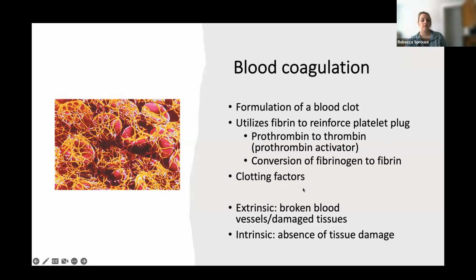Blood clotting can be broken up into two different types. We've got extrinsic and intrinsic. The difference would be, are the blood vessels broken or not? Extrinsic would be a broken blood vessel or damaged tissues, usually an external injury of some sort caused this to happen. Intrinsic would be the absence of this, but we still have a blood clot forming.